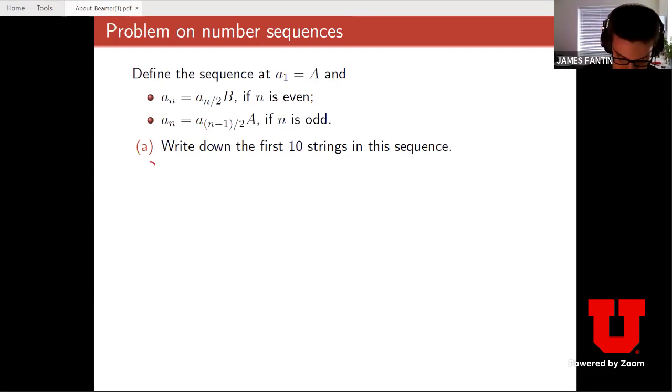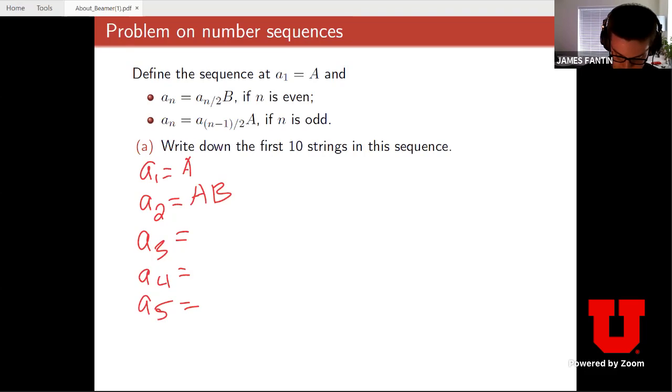So we already had A sub 1, which we were given, was A. We just solved A2 on the other slide, which is AB. And then does someone want to volunteer to give me what they got for A3, A4? A5 we solved on the other slide, and that was ABA. So someone want to raise their hand or put in chat what they had for A3 and A4?